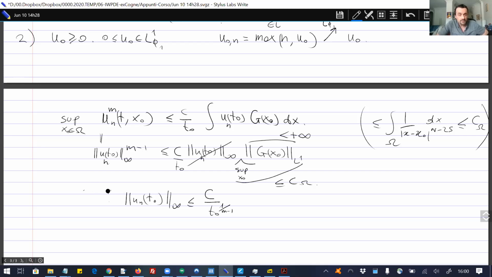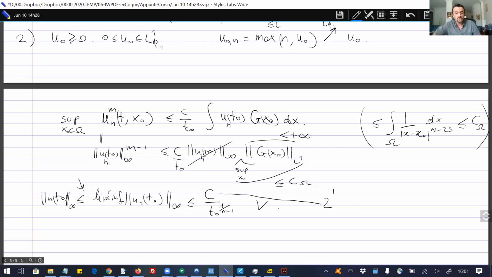Well, this estimate is uniform in n, so you can pass to the limit, but the lim of this is greater or equal than the lim. So use lower semi-continuity of the infinity norm plus the uniform estimate, and you conclude the proof. And this is a rigorous proof. And it also gives you the idea of how big it is.